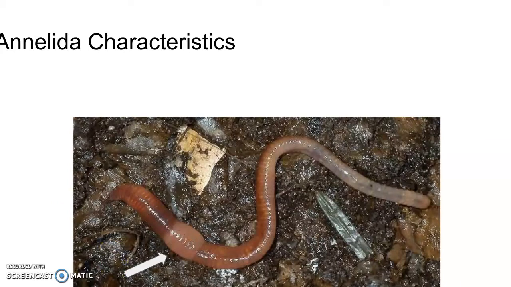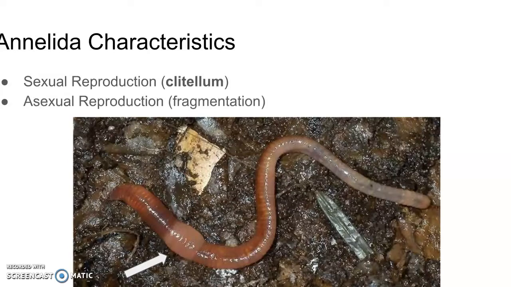All right. Other characteristics that you want to know. The swelling part I mentioned is for sexual reproduction and is called the clitellum. In terms of asexual reproduction, it uses fragmentation, but it's actually not very effective.